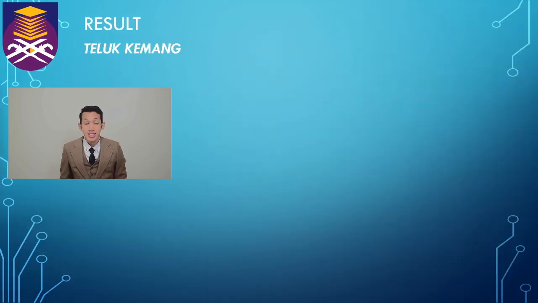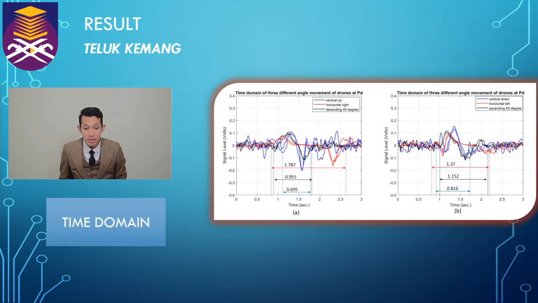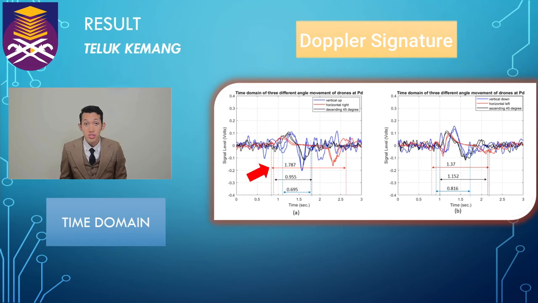The next result is at Teluk Kemang. This is in the time domain. Horizontal right and horizontal left have the longest time taken. This is due to the cross-section area that I mentioned earlier. The lowest time taken is for vertical up and vertical down.